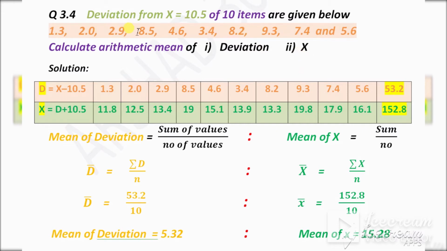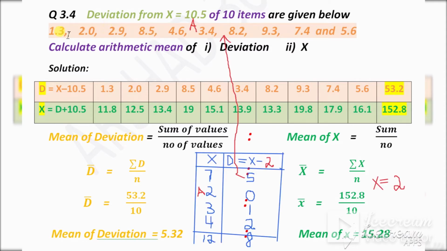Okay, these are not the value of x. These are the value of deviation. Deviation mean d. Now it is given d. These are the value of d. Deviation taken from 10.5 mean d, and these are the value of d. So let me explain you why these are the value of d. I'm explaining you from this extra example.